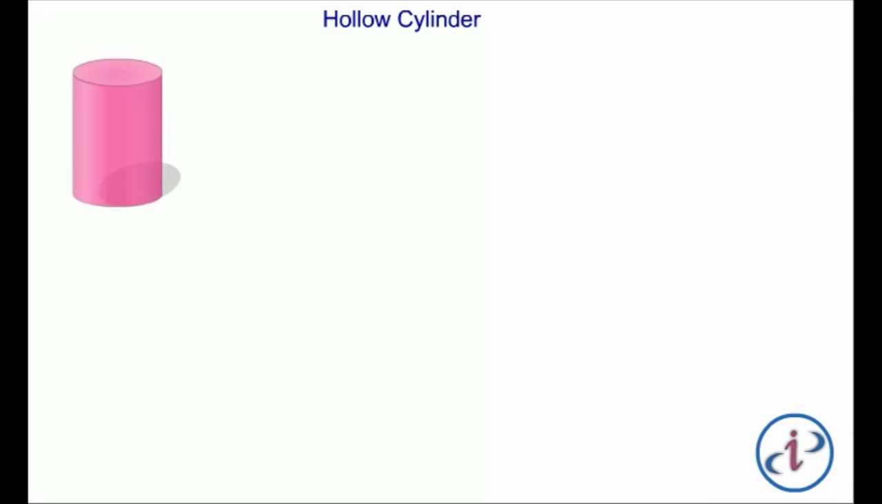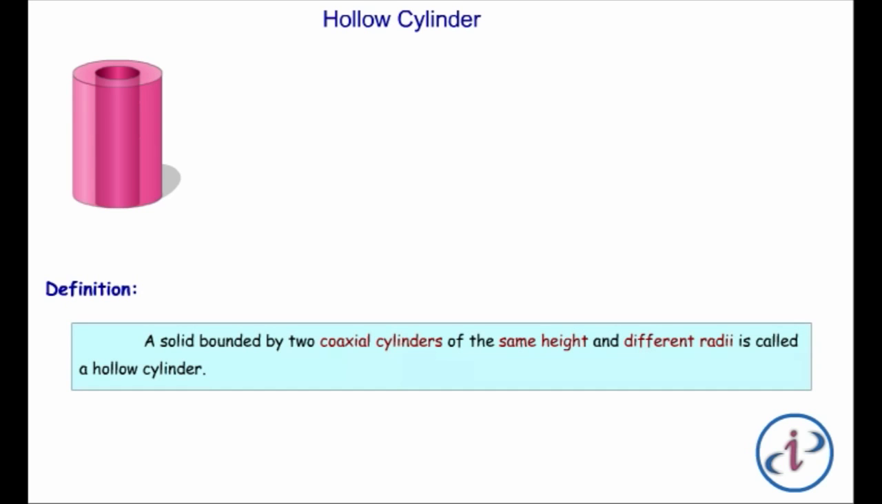The figure shown is a solid cylinder. When a big circular hole is drilled on the center of its base, that is, the center of the hole and the center of the circular face of the cylinder should coincide, then we get a hollow cylinder. Definition: a solid bounded by two coaxial cylinders of the same height and different radii is called a hollow cylinder.